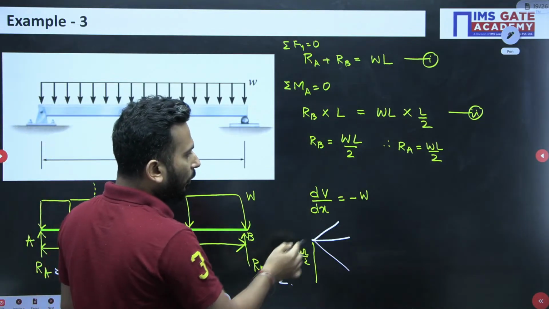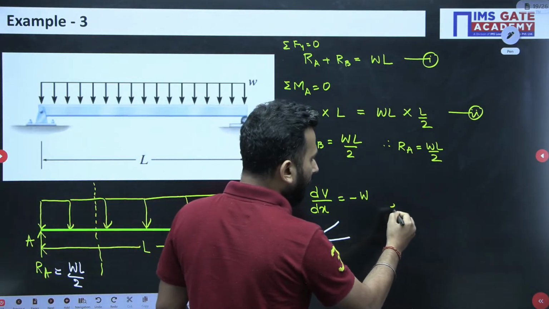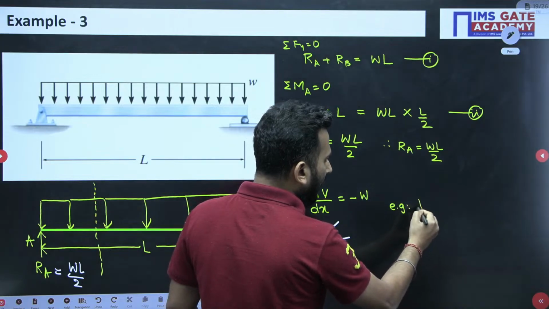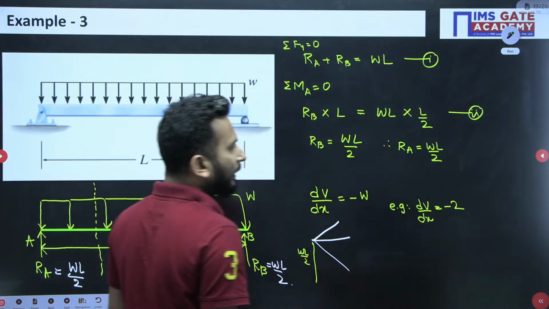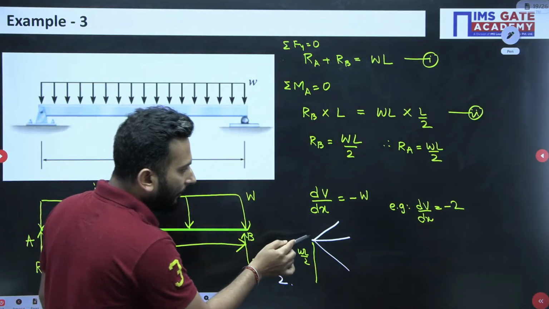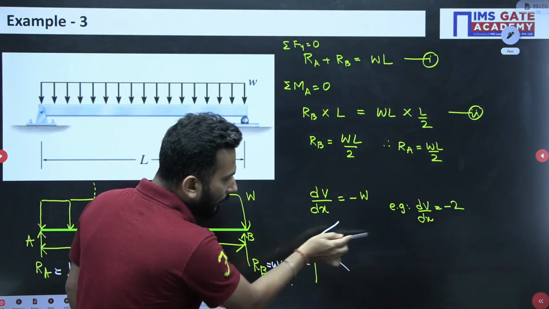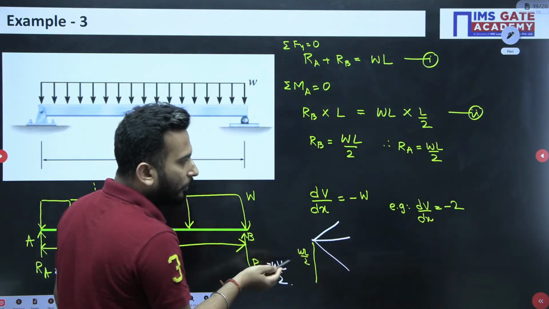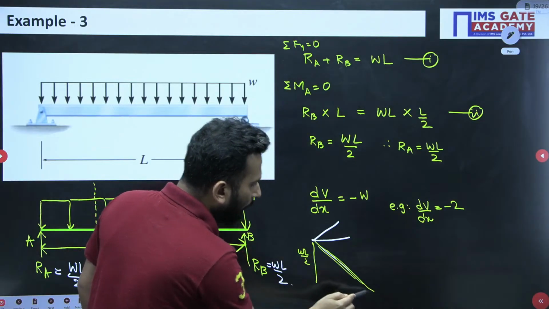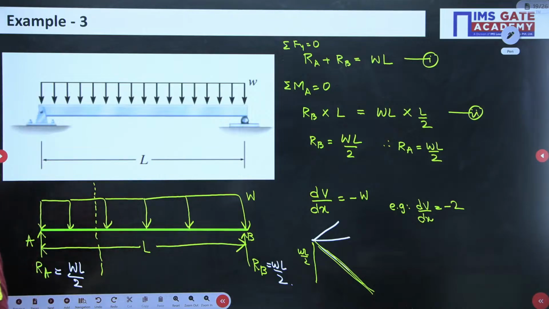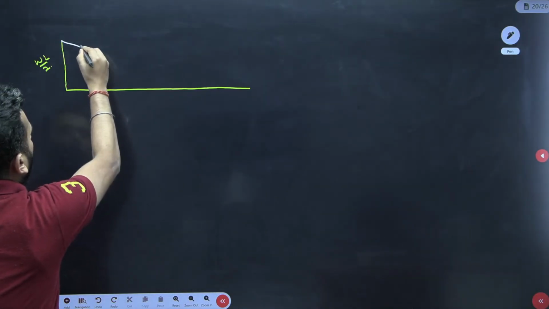But how to go? If I tell you dV by dx is equal to minus 2, that means the slope is negative. The upper one is the case of positive slope, a horizontal line is a case of zero slope, and this is the case of negative slope. That means we have to come down, we have to come down. So I have to come down.